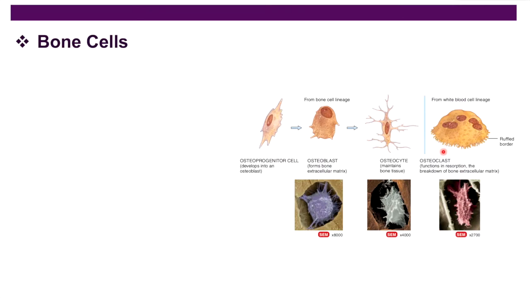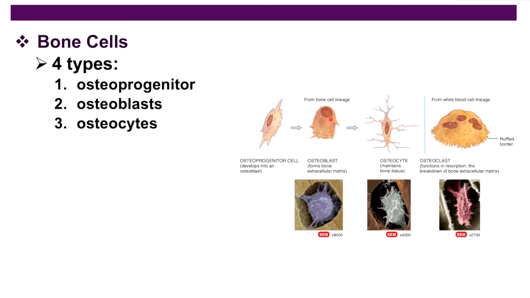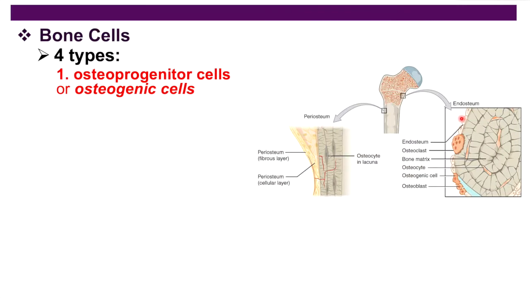There are 4 types of bone cells that are present in bone tissues. These are the osteoprogenitor cells, osteoblasts, osteocytes, and osteoclasts. Osteoprogenitor cells are unspecialized bone cells derived from the mesenchyme. If you recall, mesenchyme is an embryonic tissue, or a tissue in a developing embryo, from which almost all connective tissues are formed.